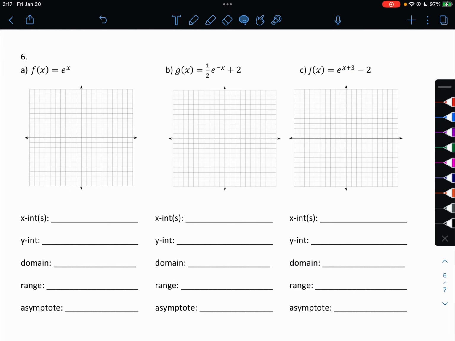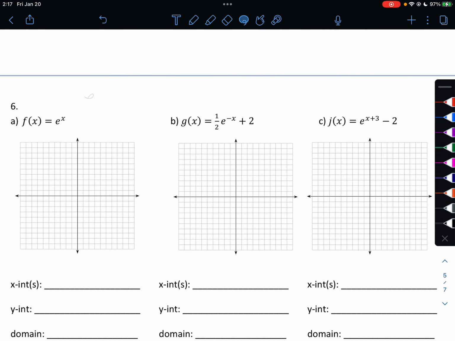All right, our next problem is the same thing. Now instead of 2, we're talking about the number e. If you're unsure what the number e is, you could always just type it into your calculator and see what the number e is. It's approximately 2.718.